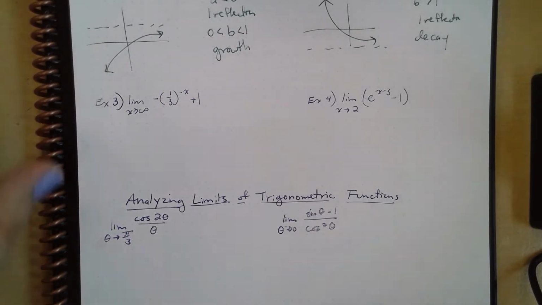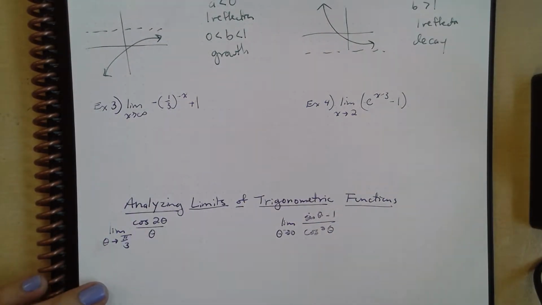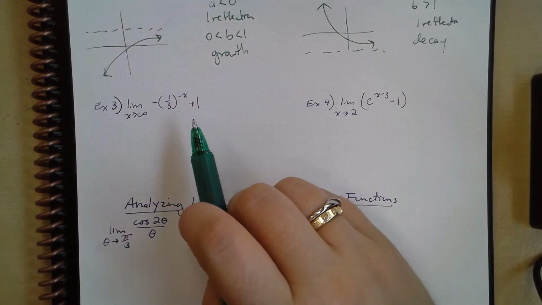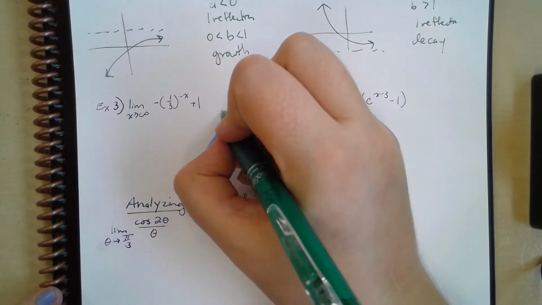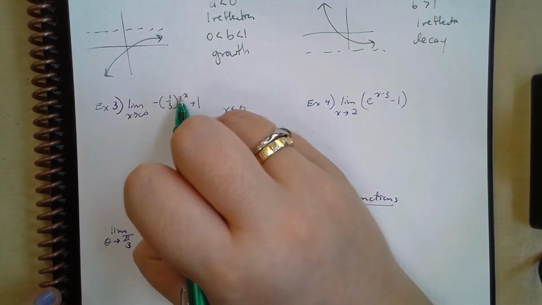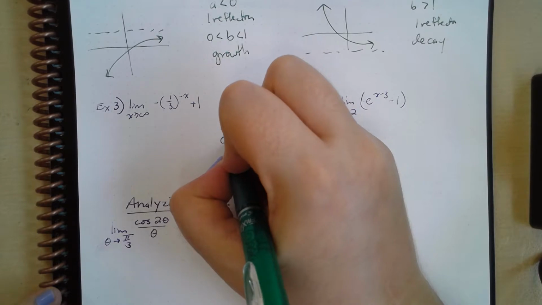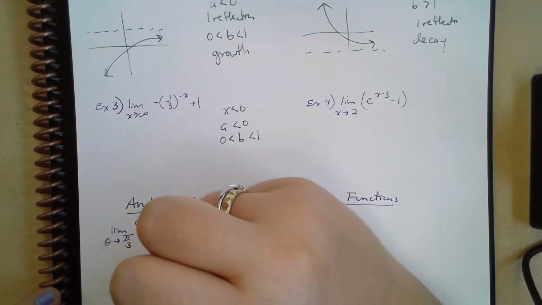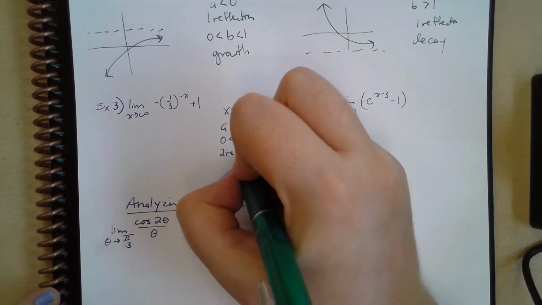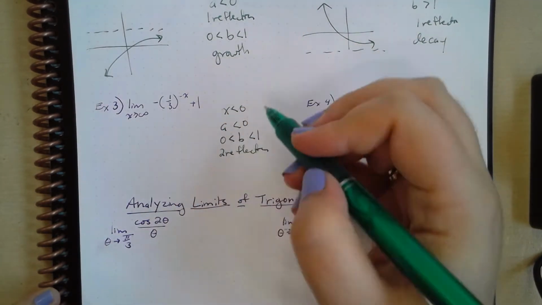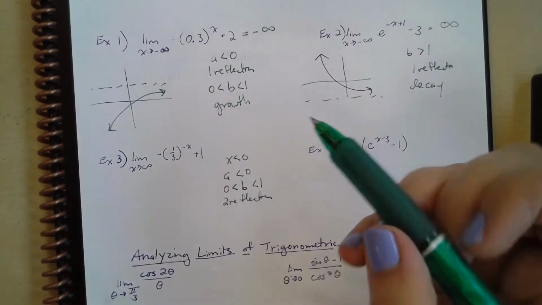Example 3 here. The limit as x goes to infinity of negative 1/3 to the negative x plus 1. Well, in this situation, there's a negative x there, so that's a reflection. A is less than 0. B is between 0 and 1. Because I have a negative here and a negative here, I actually have 2 reflections. And so if I have 2 reflections and b is between 0 and 1, I've got decay here.